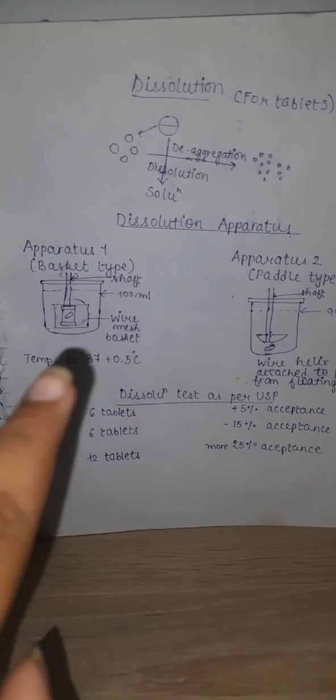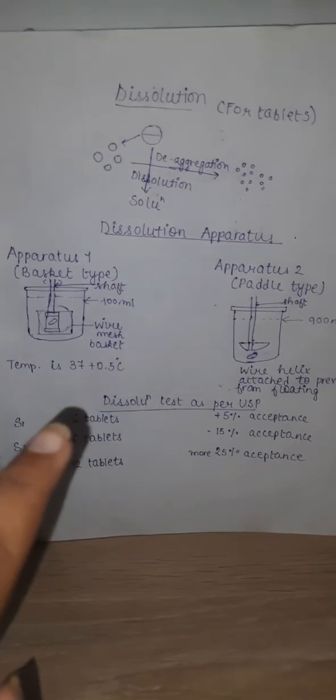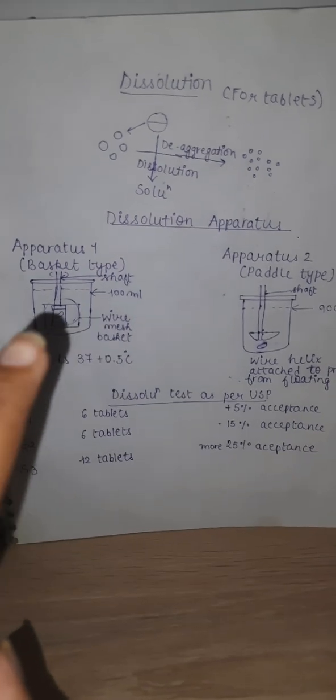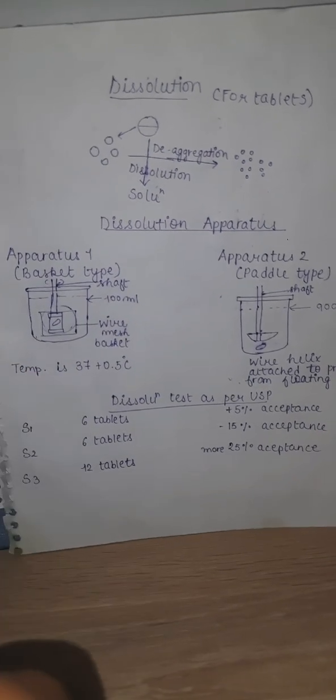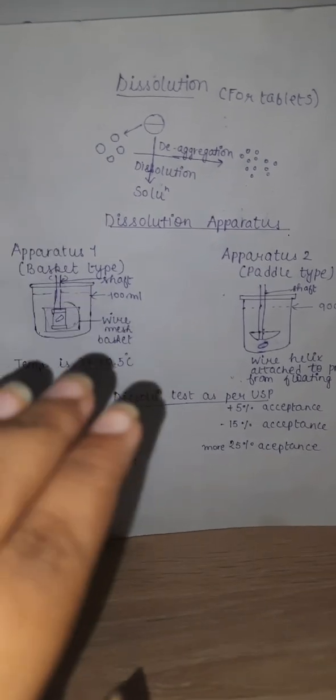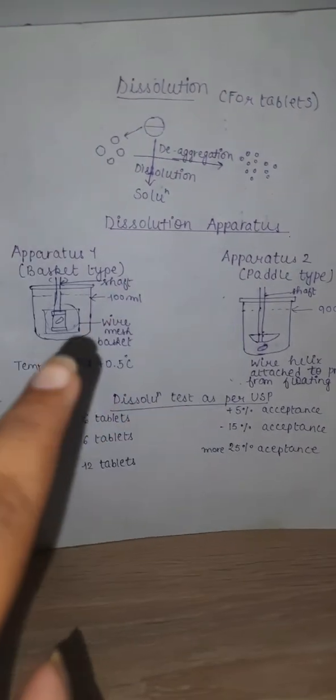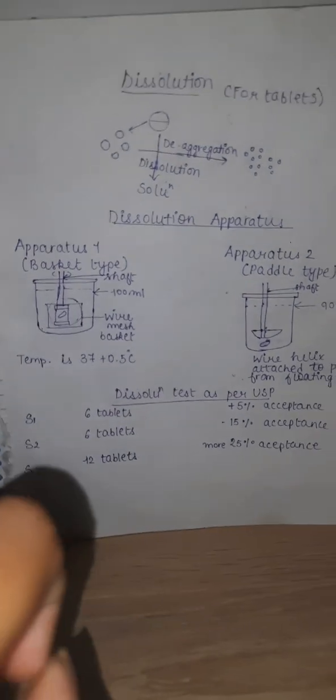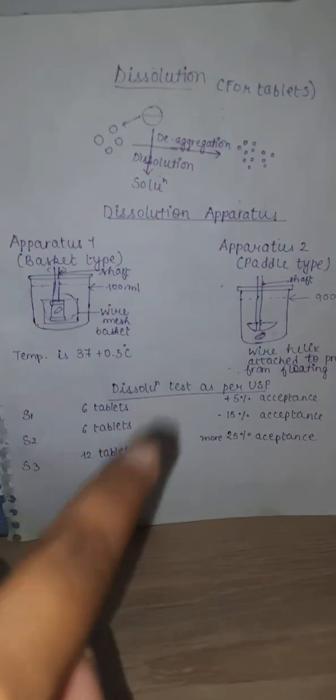Next point is that you have to maintain a temperature of 37 degrees Celsius. Why 37 degrees Celsius? Because that is the temperature of the human body. So we have to maintain the conditions as they are in our body. Next point of difference in both of these is, here I have to maintain a level of 100 ml solution, and here I'm supposed to make a level of 900 ml solution.